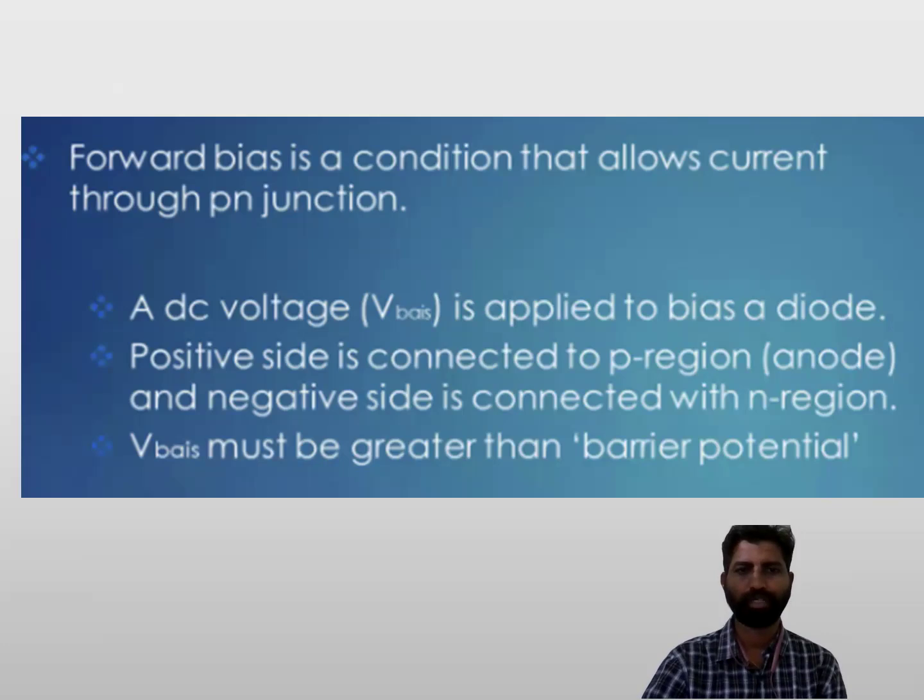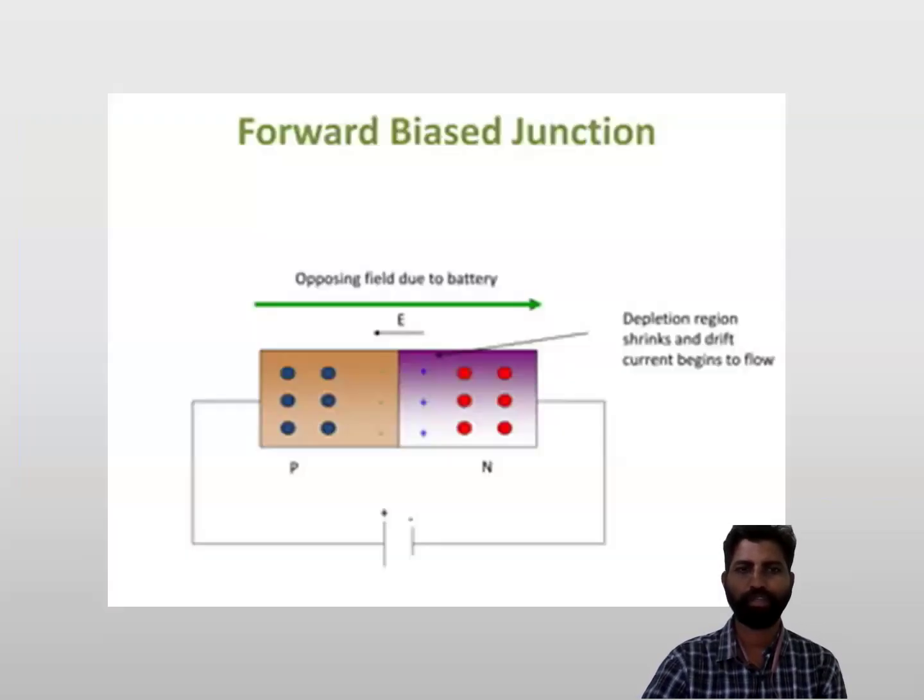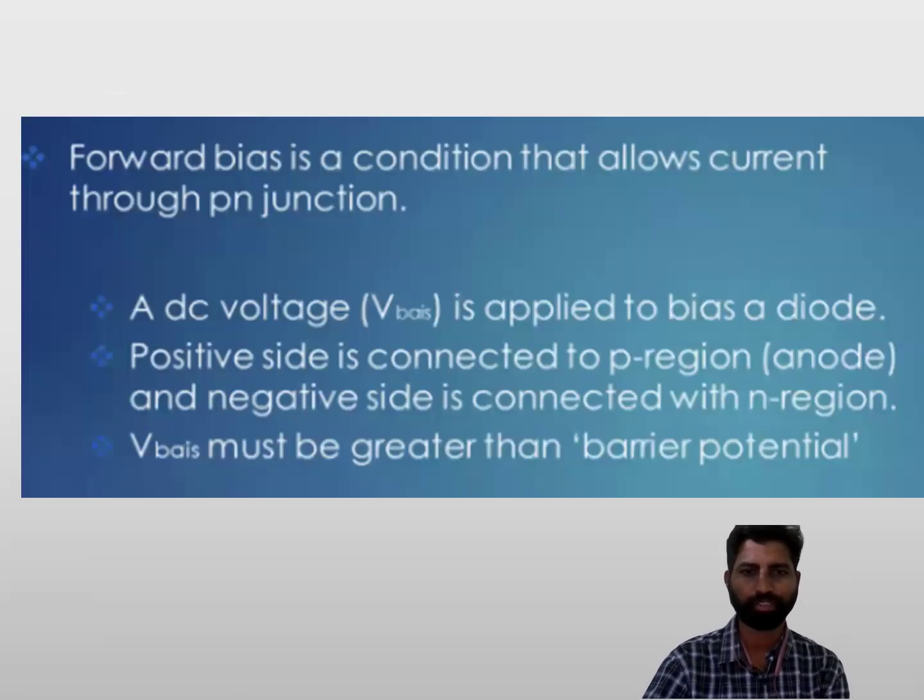Once we apply greater than 0.7 volts for the silicon material, which is a stronger opposing field than the barrier potential, this stronger opposing field will shrink the width of the depletion region, and the width of the depletion region will decrease, and there starts the current flow. Current flow will begin in the PN junction.